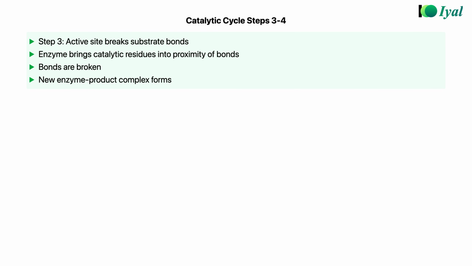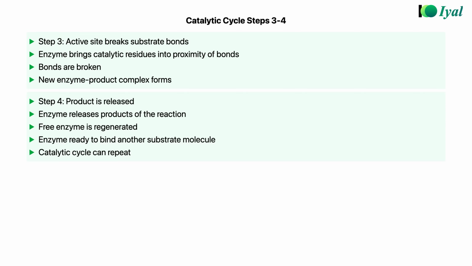Step 3 is the catalytic step, the transformation. The active site, now perfectly positioned around the substrate, breaks the substrate's chemical bonds. The enzyme facilitates this bond breaking. As old bonds break, new bonds form, and the enzyme product complex is created.